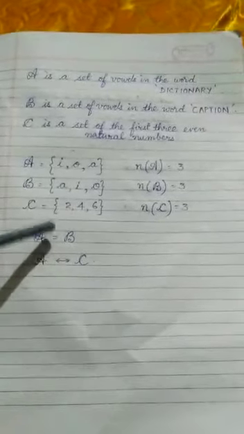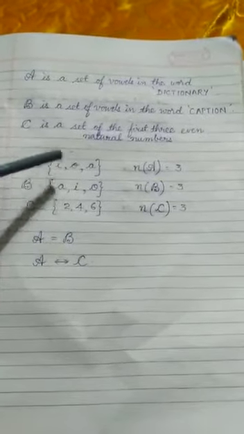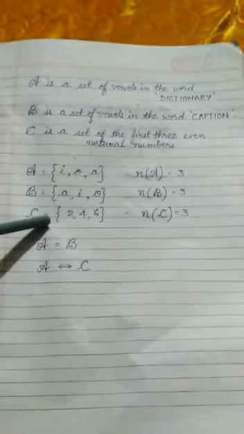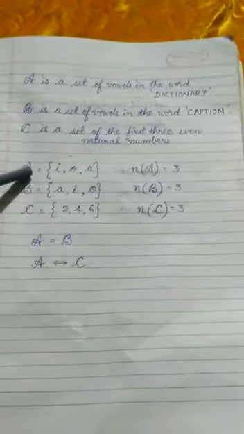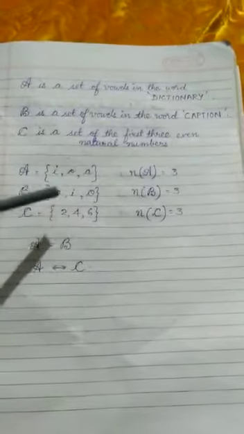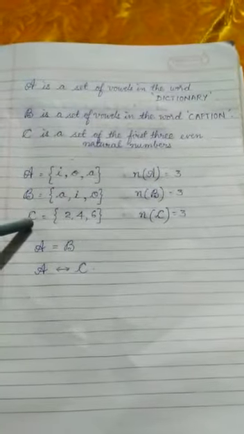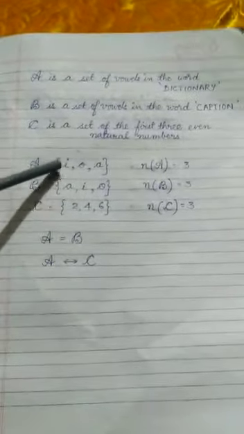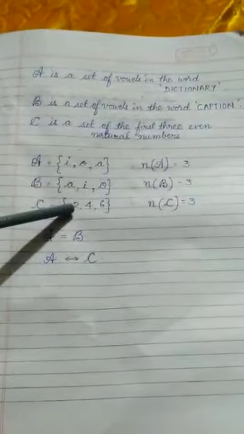Now let us compare set A with set C. Elements of set A are I, O and A, whereas the elements of set C are 2, 4, 6. In both these cases, the cardinal number is the same. Three elements are present in both the sets, but the elements are not the same.